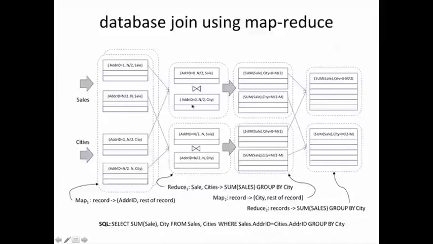However, in MapReduce, this requires two MapReduce jobs. In the first case, you join, or essentially sort, the data by address so that each reducer is able to emit the city for every sale. So in other words, the first MapReduce task only joins the sales and cities table but doesn't do the grouping.